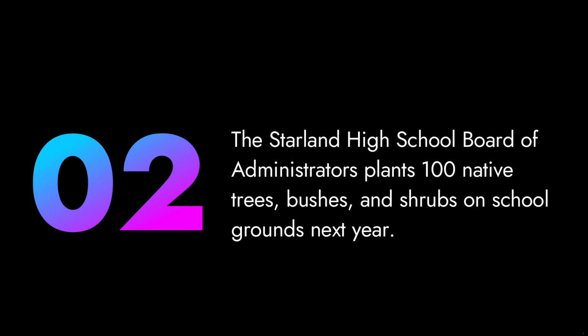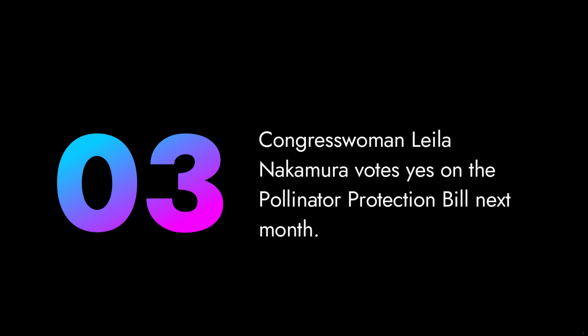Finally, let's say that I've heard there's a bill passing through Congress right now that would provide more federal funding for protecting pollinators. In that case, my goal might be getting my Congresswoman, Leila Nakamura, to vote yes on the bill next month. So each of these goals has a different target, a different measurable outcome, and a different timeline. But all of them are good campaign goals that would help me address the issue of protecting pollinators in a meaningful way.